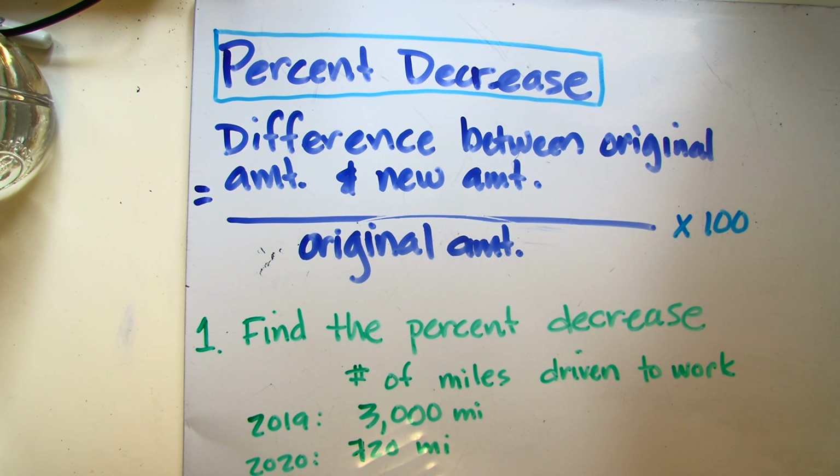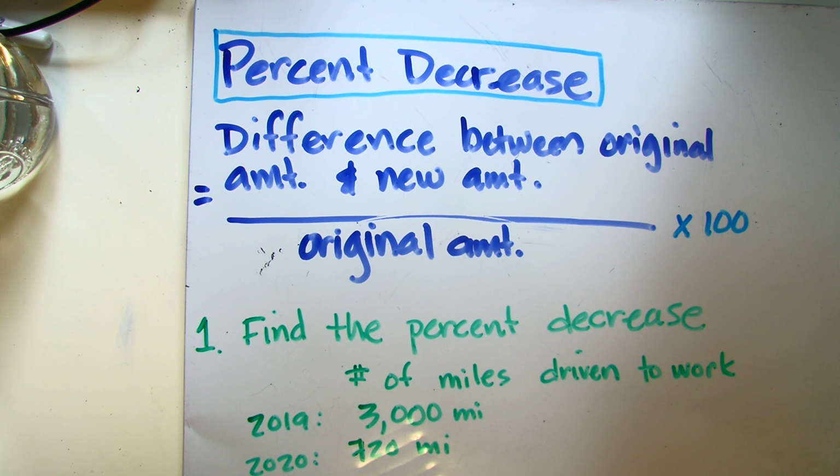To find the percent decrease, we're basically doing the same process that we used for finding percent increase. The first part, we're going to find the difference between the original amount and the new amount. The only difference between percent increase and percent decrease is that the original amount for percent decrease is the larger number. In percent increase, we're going from a smaller number to a larger number in the case of the new amount. We'll go through an example so you can see.